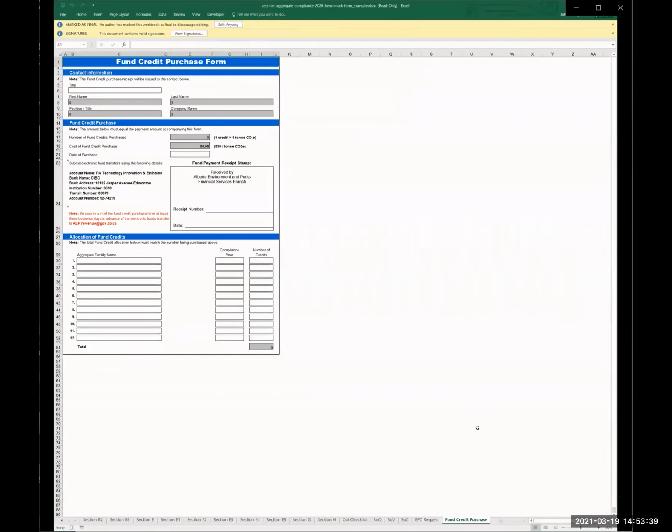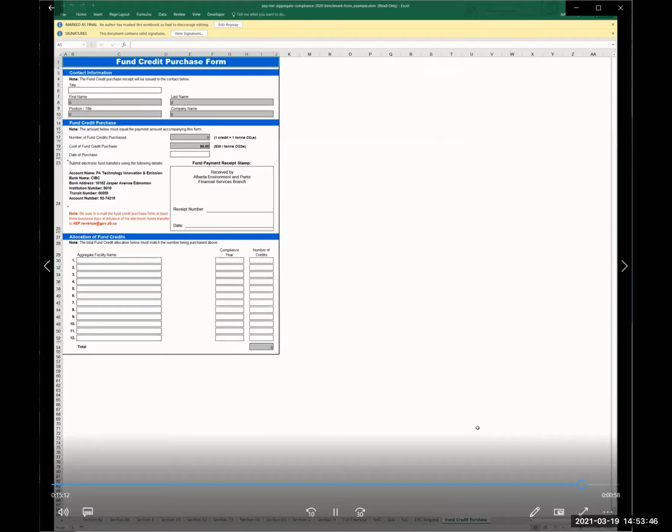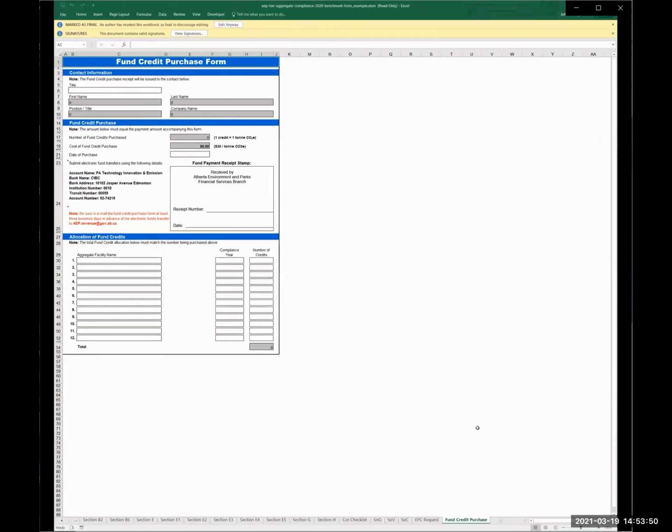The fund credit purchase tab should be completed and sent along with your payment, or in advance of your payment, to our financial services branch. If you wish, you may make one fund payment to cover multiple aggregate facilities. Each facility should be indicated in the table at the bottom of this tab. Again, payment should be completed before submitting your compliance report.